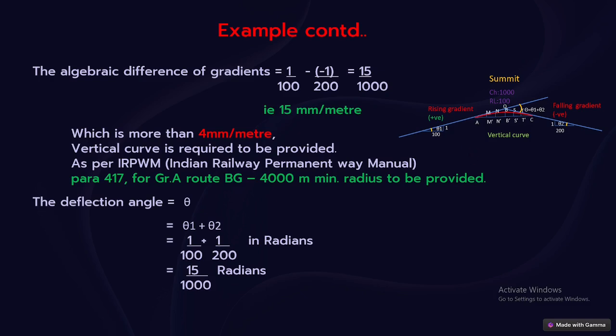Suppose we want to get it in degrees, then we can do it like this: theta 1 equal to tan inverse of 1 by 100, and tan theta 2 equal to 1 by 200, so theta 2 equal to tan inverse of 1 by 200. But if you want to keep it in radians, theta 1 equal to 1 by 100 and theta 2 equal to 1 by 200. So the deflection angle in radians equals theta 1 plus theta 2, which is 1 by 100 plus 1 by 200 radians, finally 15 by 1000 radians. This is our deflection angle.